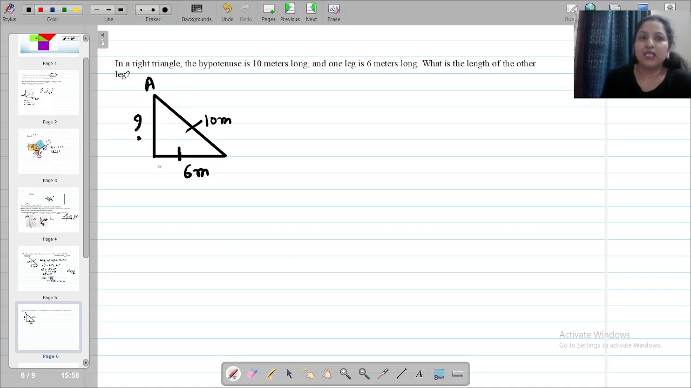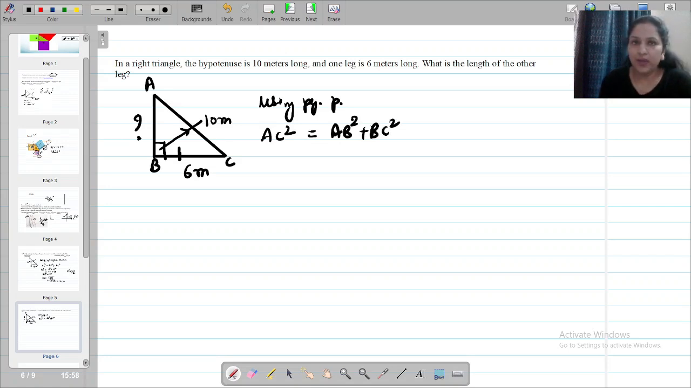First of all, give it the name ABC. This is a right angle triangle, right angle at B. Why? Because the longest side is just opposite to this right angle and it is given to you as 10. Again, you will write using Pythagoras property. What does it say? AC square, hypotenuse square, is equal to AB square plus BC square.